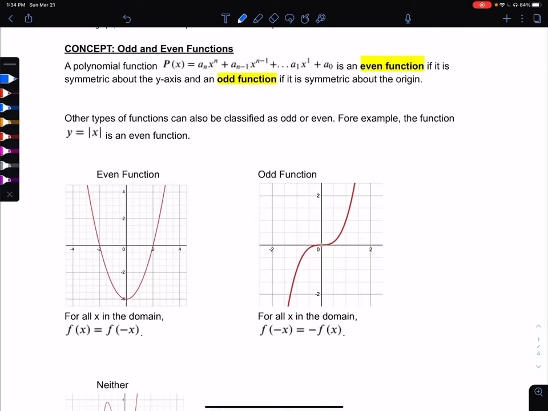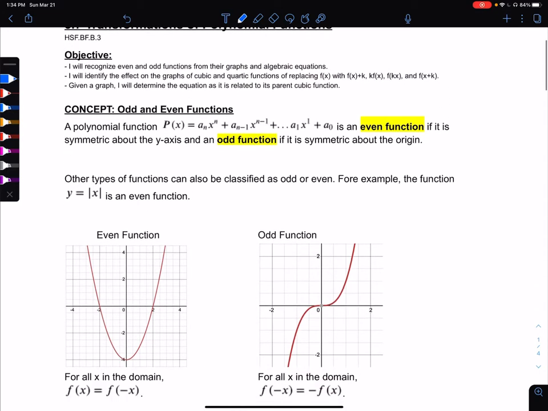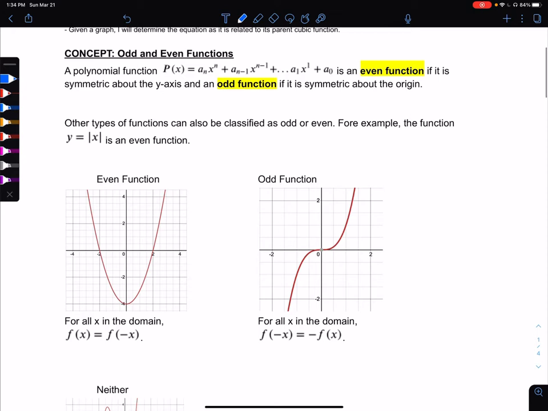All right, in this video, we're going to look at a concept summary for odd and even functions, just as an introduction to section 3.7. So odd and even functions, a polynomial function, and then in this case, we have p of x, is an even function. This is what we're looking for if it is symmetric about the y-axis. So remember, even would be symmetric about the y-axis, and then an odd function is symmetric about the origin.